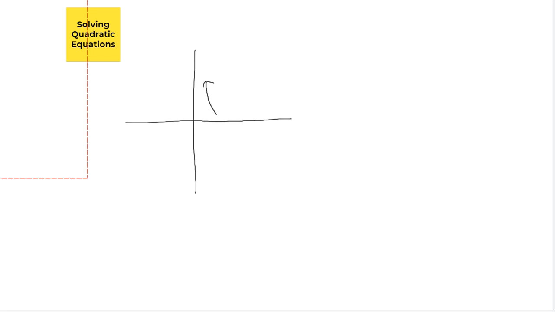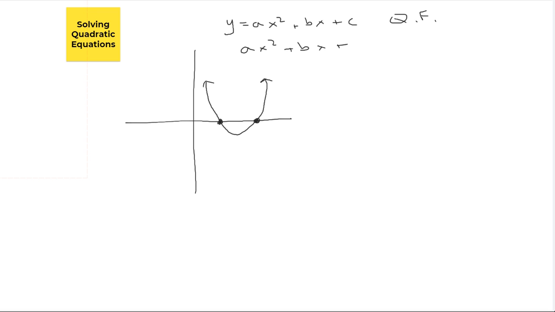If I have a quadratic function, this particular quadratic function has two x-intercepts. The formula for the quadratic function is y equals ax squared plus bx plus c. That's in standard form. The quadratic equation that matches up with this is ax squared plus bx plus c equals 0. That's the quadratic equation that goes with it.